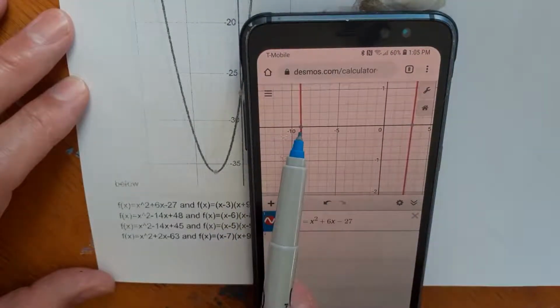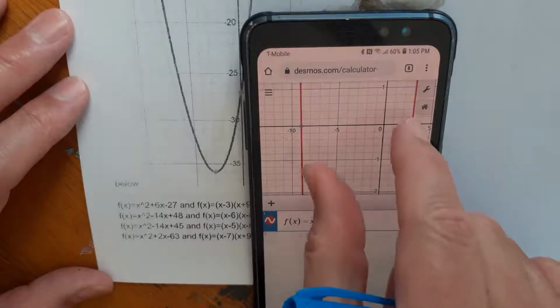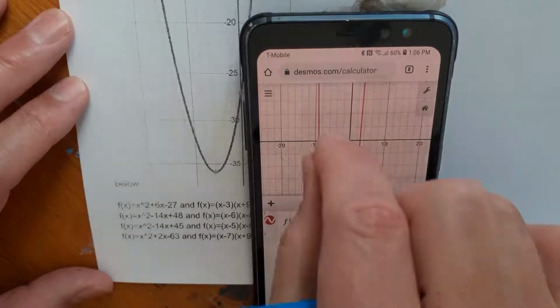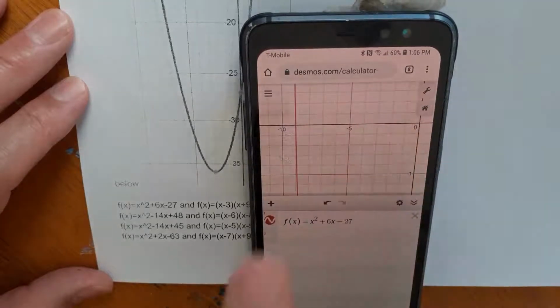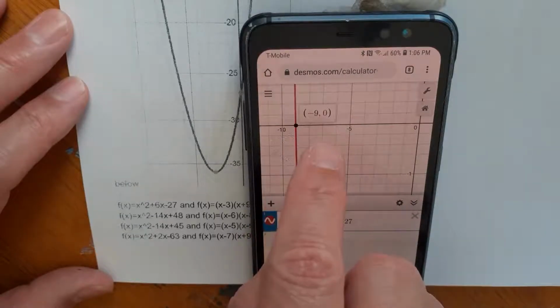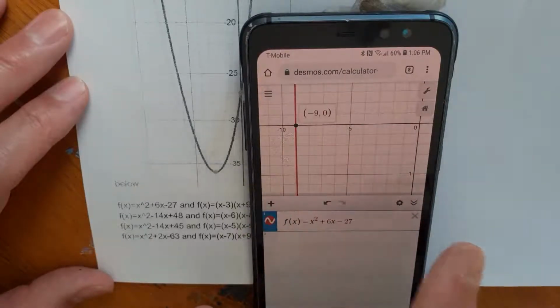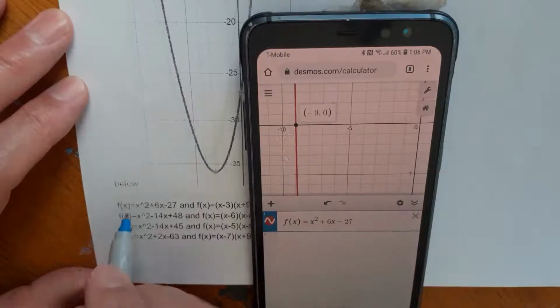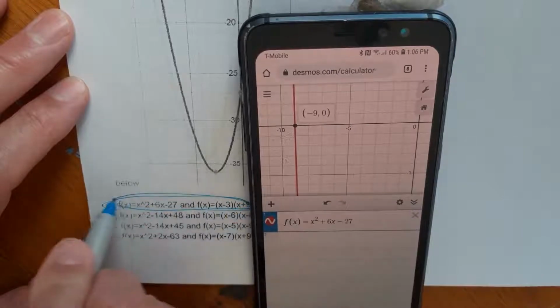Roots are where the parabola crosses the x-axis, also called x-intercepts. And notice when I was expanded out, I couldn't quite see them, but as I zoom in, it'll show me where this point is. If I click on the point, it'll actually tell me that this root is at -9, 0. And I'm going to show you how to look at this right now and show that this is the right graph for it.